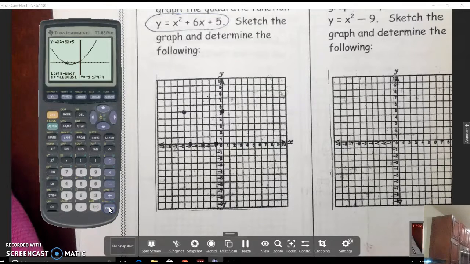I'll hit enter. And then it's asking me for a left bound point. So if the vertex is that lowest point, this is already to the left. So I'm going to hit enter. And then I'm going to go to the right of that point that I want, which is the vertex, and I'll hit enter again. And then I'll guess. So I'll just come closer to where that point would be right there. I'll hit enter. And then it gives it to me. So the minimum is x equals -3, y equals -4.